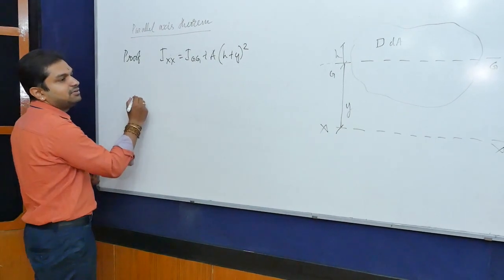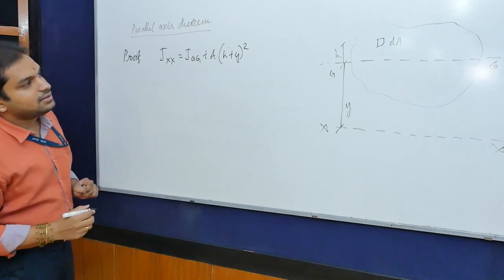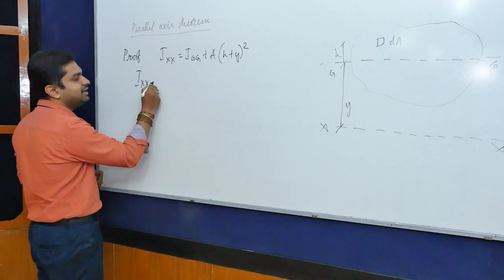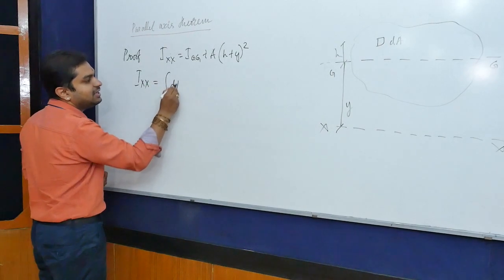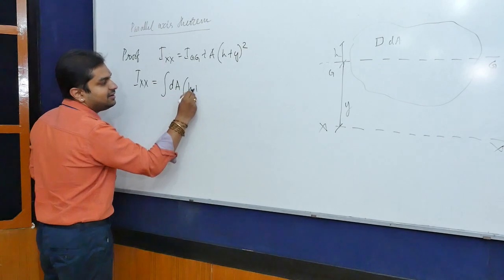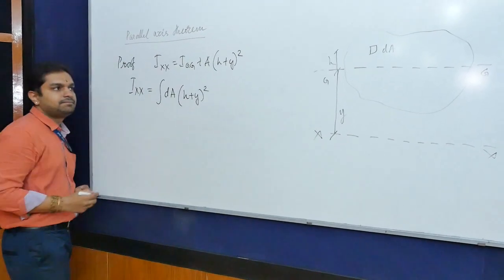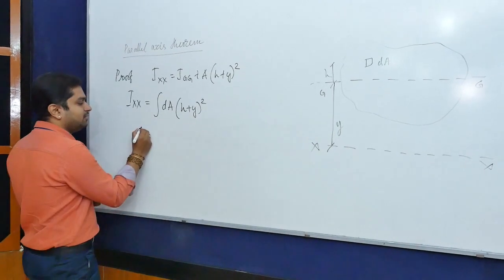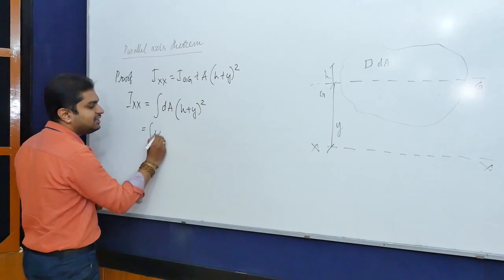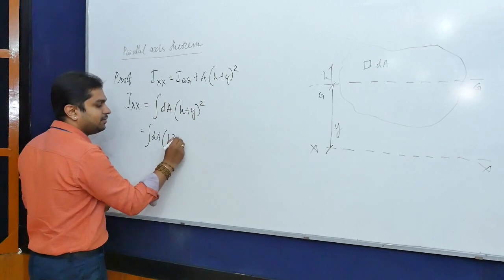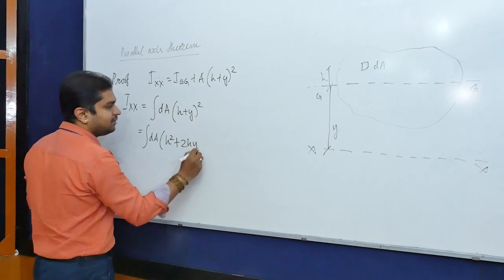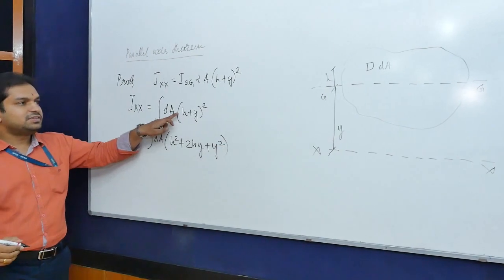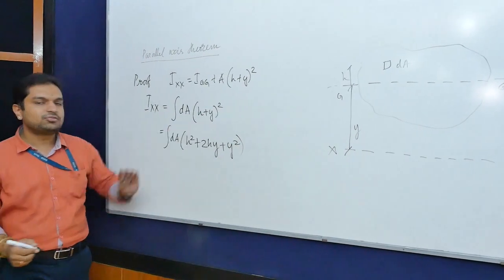Whenever we are trying to find the moment of inertia of the elemental strip, since this is the second moment of the area, we write it as the integral of dA multiplied by the perpendicular distance, h plus y, the whole square. This is analogous to the relation of a plus b the whole square. So we split this term as dA into h square plus 2hy plus y square.